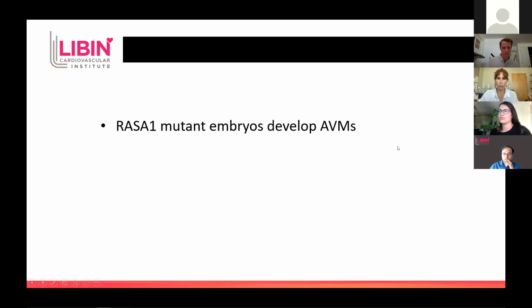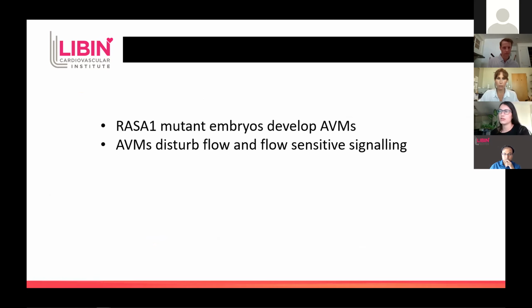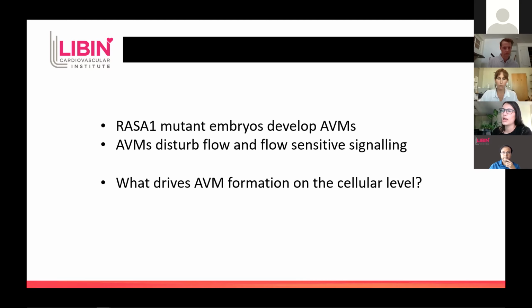So to summarize what we've seen so far, we know that RASA1 mutant zebrafish embryos develop arteriovenous malformations at the back of their tails, and that these AVMs disrupt flow as well as flow-sensitive signaling, as we saw with the KLF2A staining. So next, I wanted to dive into what drives AVM formation on a cellular level.